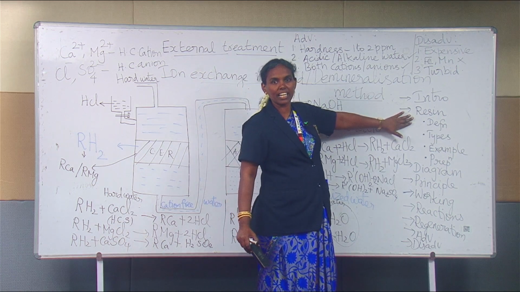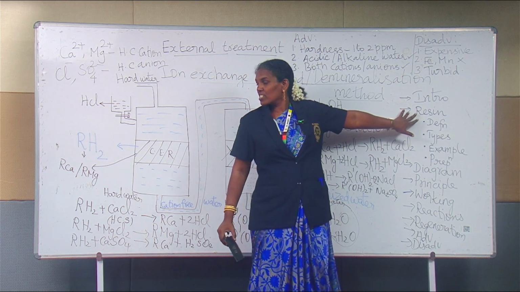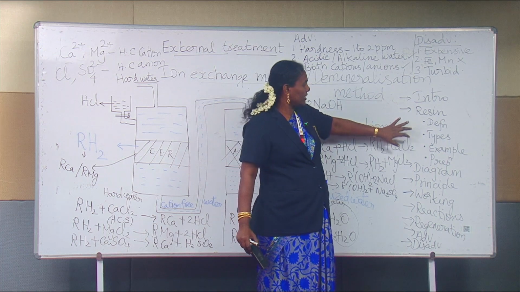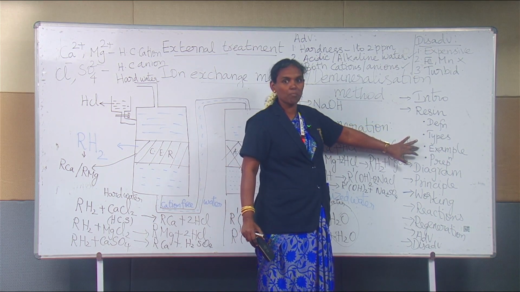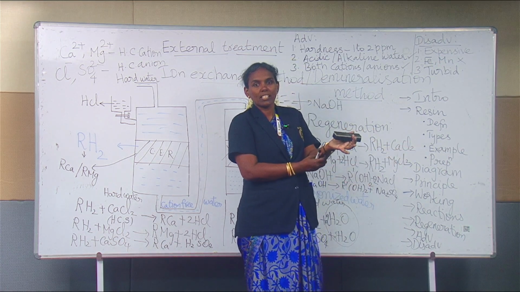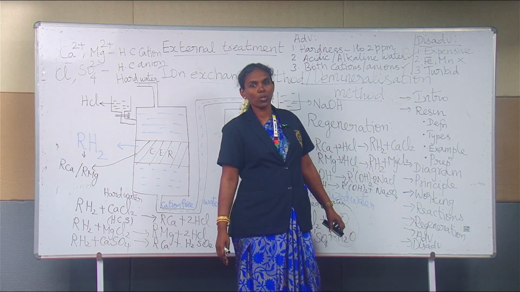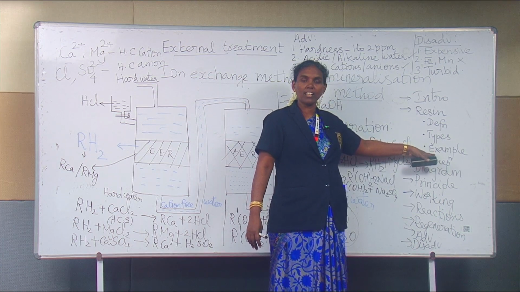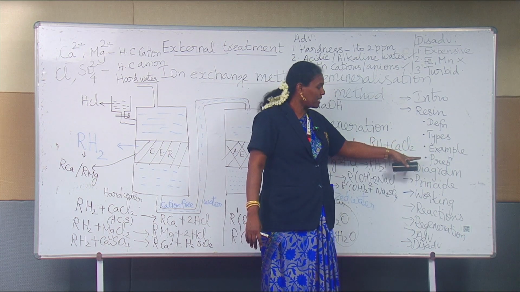Next, what you have to write? What is resin? Explain the resin. Resins are insoluble cross-linked organic polymers. Then next, types: cation exchange resin and anion exchange resin. Example, how it is prepared. The cation exchange resin bed is represented as RH2, and the anion exchange resin bed is represented as R-OH twice. Examples: for the cation exchange resin bed, sulfonated coals; for the anion exchange bed, urea formaldehyde.